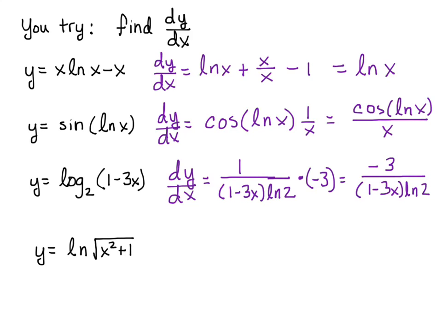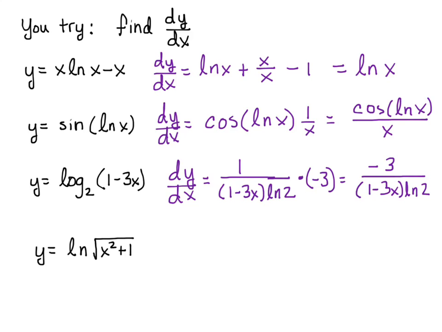Okay, how about the last one? Now the last one, you can do it two ways again. You can take first the derivative of the log, and then the derivative of the square root, then the derivative of x squared plus 1. You know, we're using the chain rule twice.